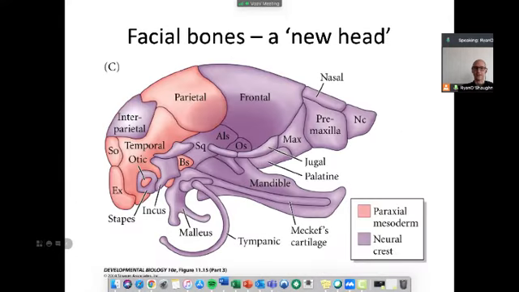So here we have a schematic of all of the facial bones in the head and which ones are formed by mesoderm and which ones are formed by the neural crest. And as you can see, the majority are formed by the neural crest, but there's that small percentage, the parietal, temporal, optic, etc., that are produced by the mesoderm, and that interparietal bone, that little gap, that star we saw in the previous slide, is produced by neural crest cells.